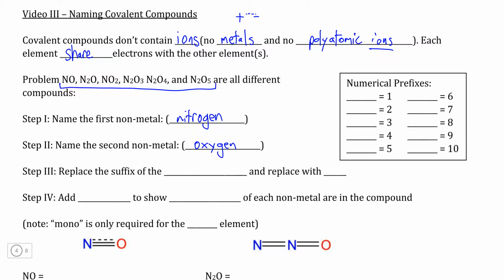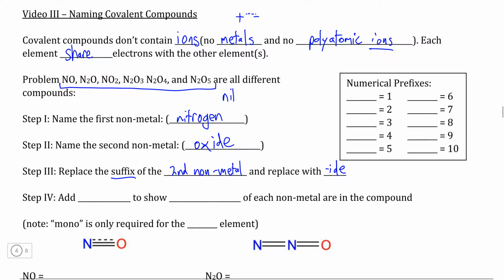However, just like with ionic compounds, nitrogen and oxygen are the names that we give to individual elements, and so we need to take the suffix of the second nonmetal, which in this case happens to be oxygen, and remove it, and then replace it with the suffix IDE, just like we do in ionic compounds, and if the rules were to end there, then we would have the name nitrogen oxide.